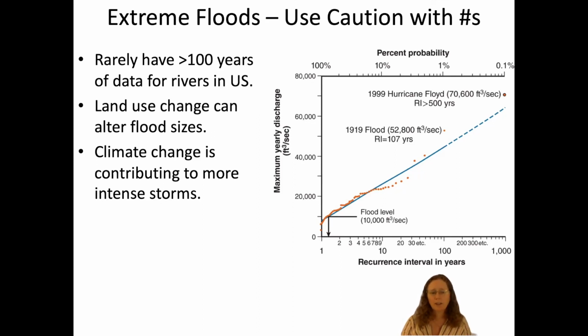When we are calculating flood probabilities, we also don't take into account the effects of humans on the size and frequency of floods. Land use and climate change can both alter the probability of a particular size flood. In the next lecture, we'll talk about different types of floods and the natural and human factors that influence them.